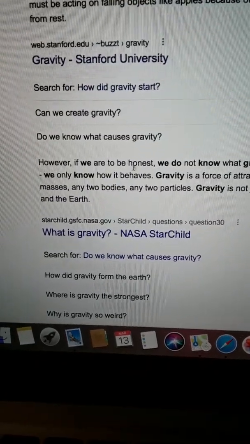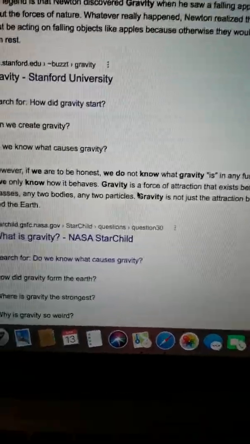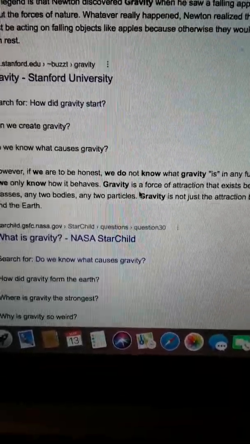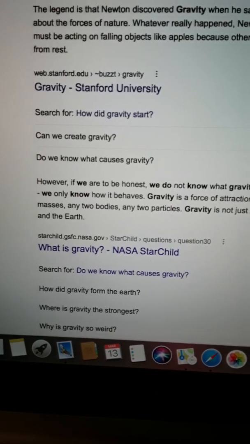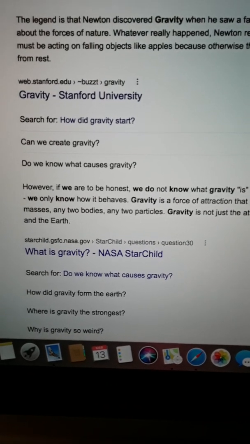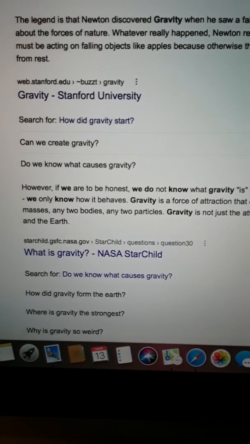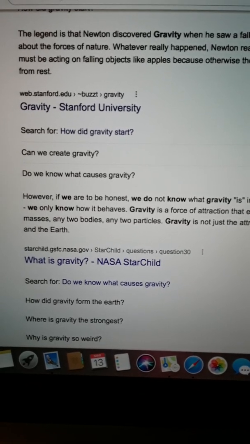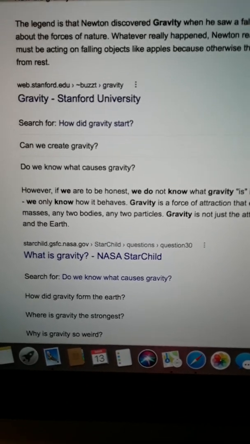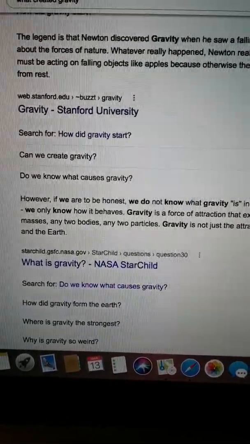Now, these people will tell you, if you care to look, that if we are to be honest, we do not know what gravity is. And that's because they've never identified or isolated it in any fundamental way. We only know how it behaves. How can you intellectually say that? If you don't know what something is, having never identified, isolated, or directly detected it, how could you say how it behaves?